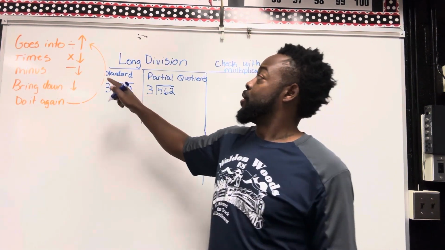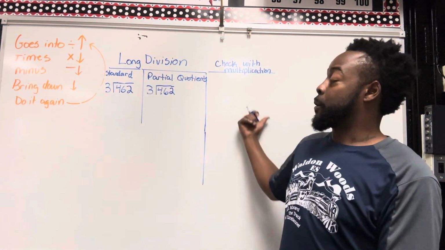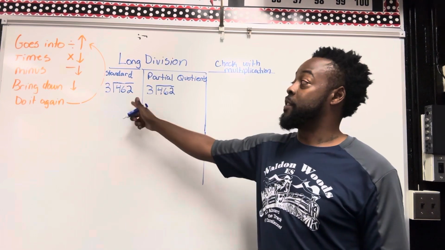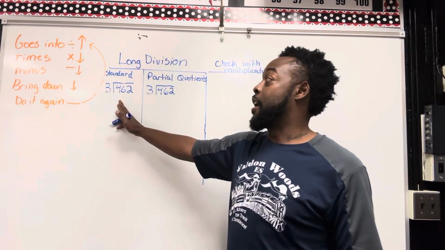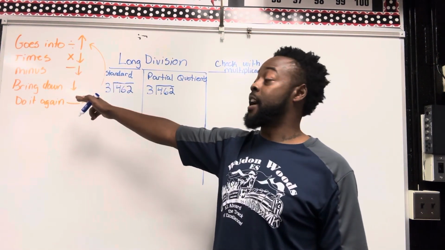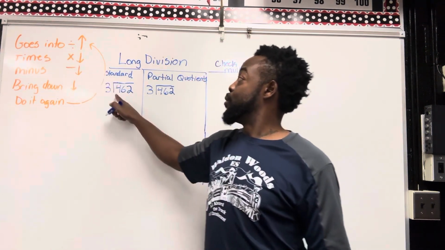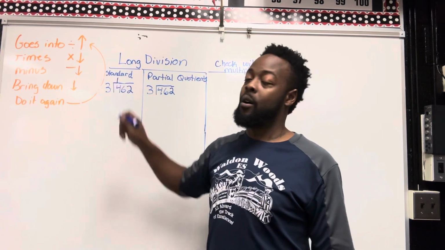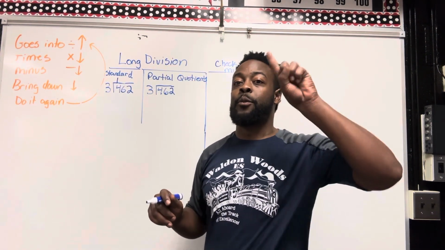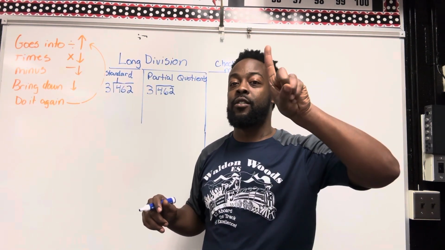So let's get right into it. I want them to divide first, then I want them to check with multiplication. They only have to do one of these methods. So we're gonna start with the standard algorithm. These are our steps right here on the side. 3 goes into 4 one time.